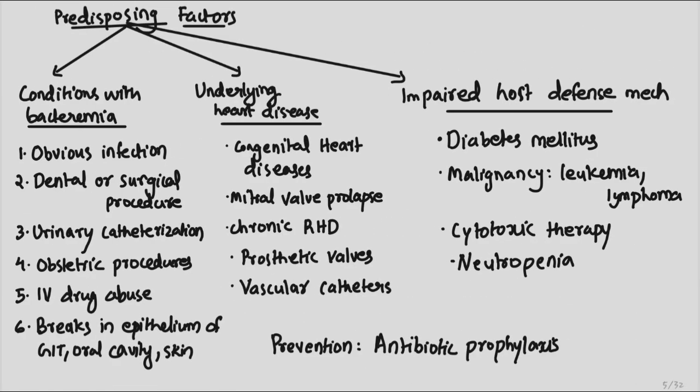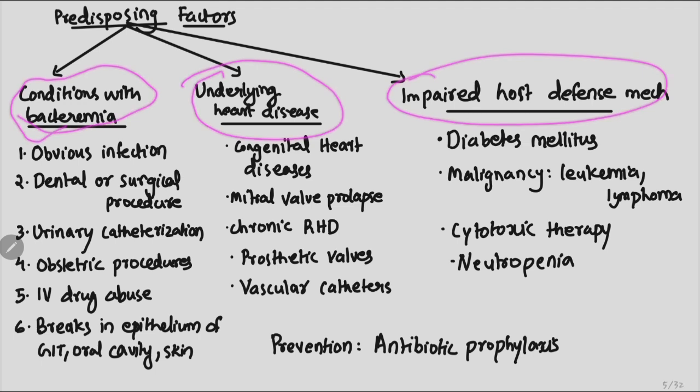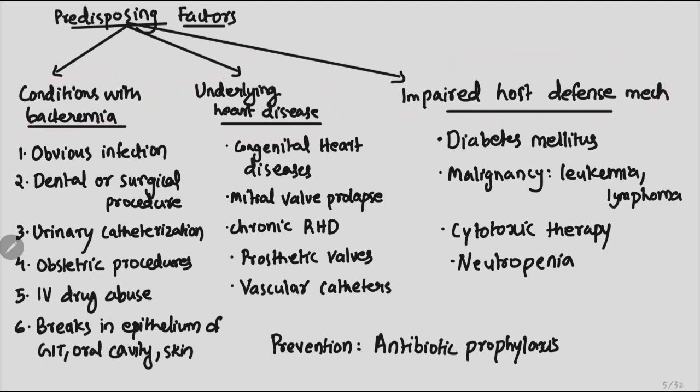So what are the predisposing factors? Predisposing factors include conditions that cause bacteremia, underlying heart disease, and impaired host defense mechanisms. What are the conditions in which bacteremia occurs? Obvious infections in our body, dental or surgical procedures, urinary catheterization, obstetric procedures, IV drug abuse, then a break in the epithelium of the GIT, oral cavity, or skin. For example, viridans streptococci can enter our blood if there are oral ulcers, and that can lead to infective endocarditis.